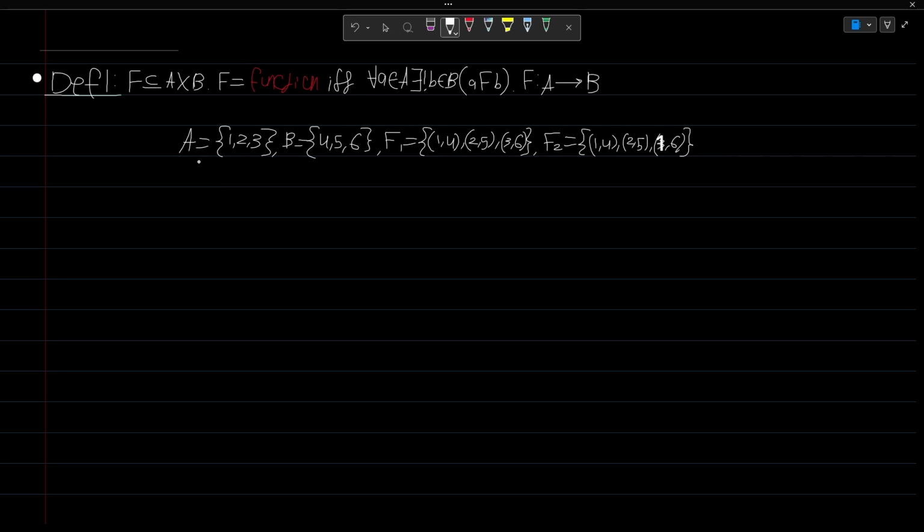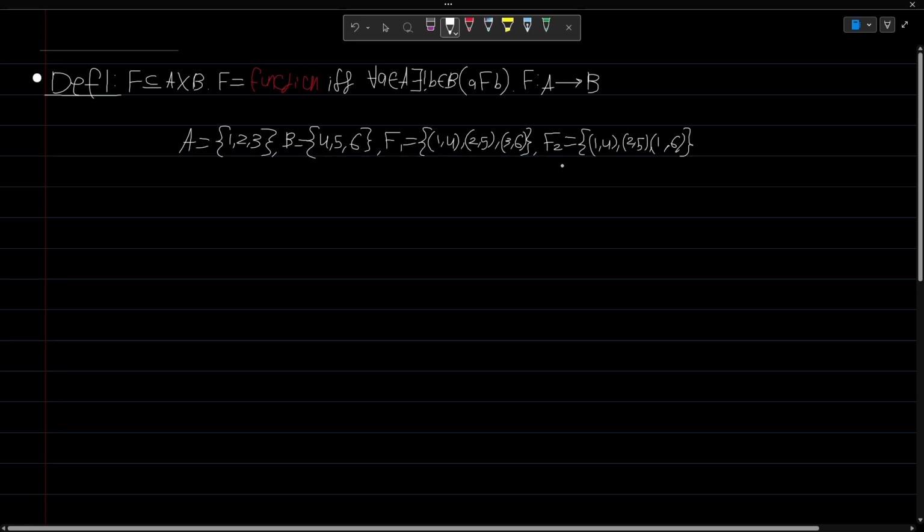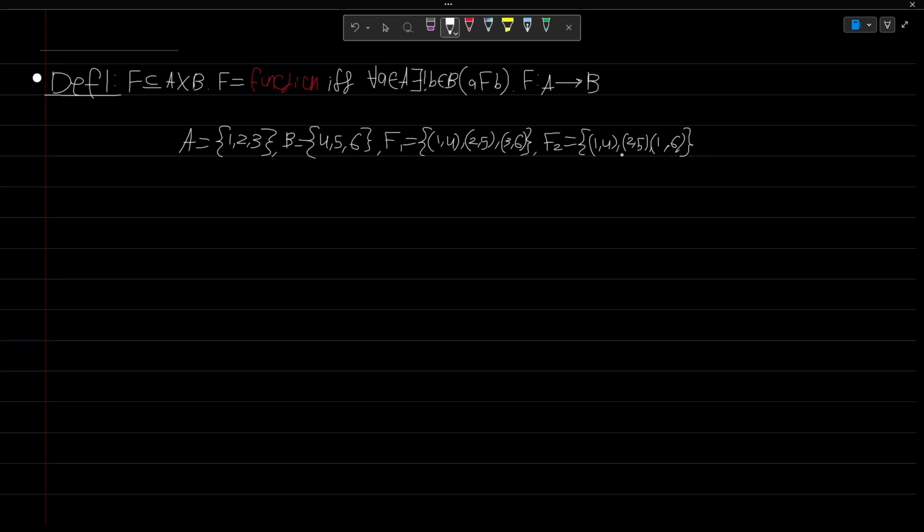So for example, if we let A be the set of 1, 2, and 3, and B be the set of 4, 5, and 6, and let f1 and f2 be defined as this, then we can see that f1 is a function because each element of A is the first coordinate of exactly one ordered pair in f1. But f2 is not a function because 1 is the first coordinate of two ordered pairs in f2. Or in other words, 1 is f2 related to not exactly one element of B. So f2 is a relation, but it's not a function.